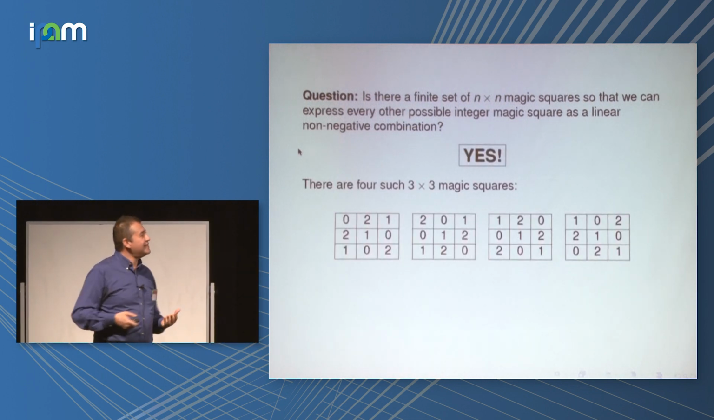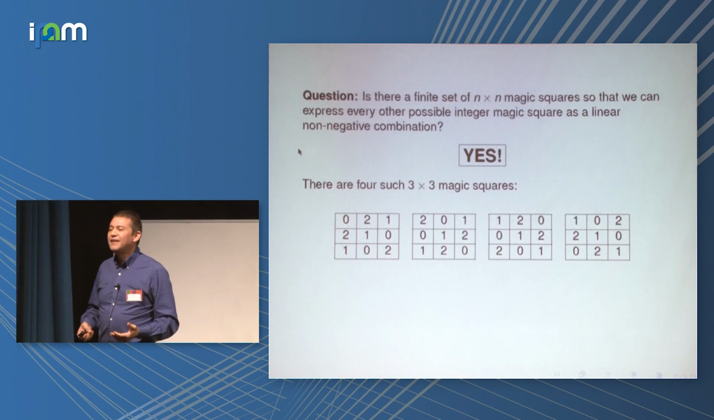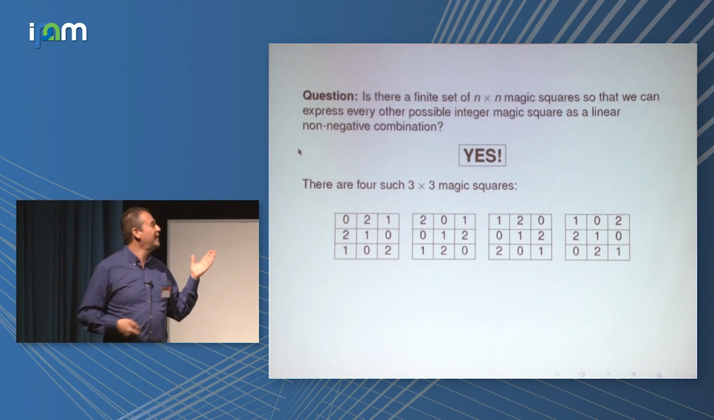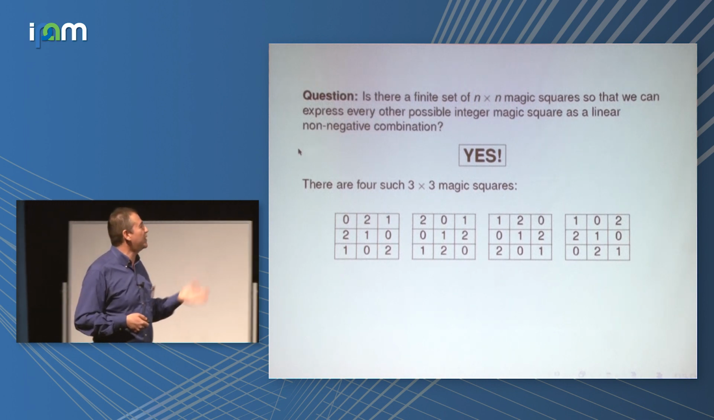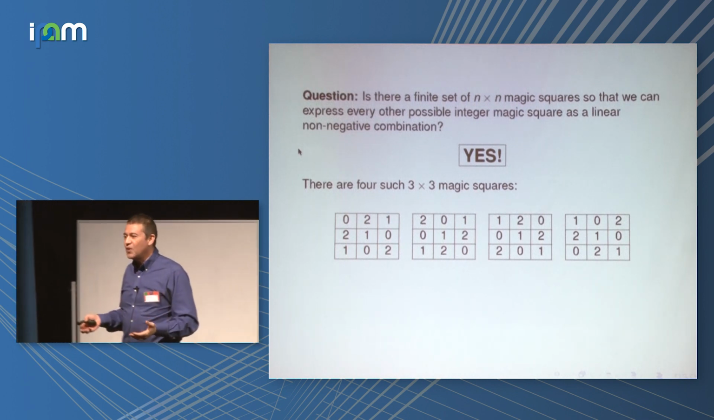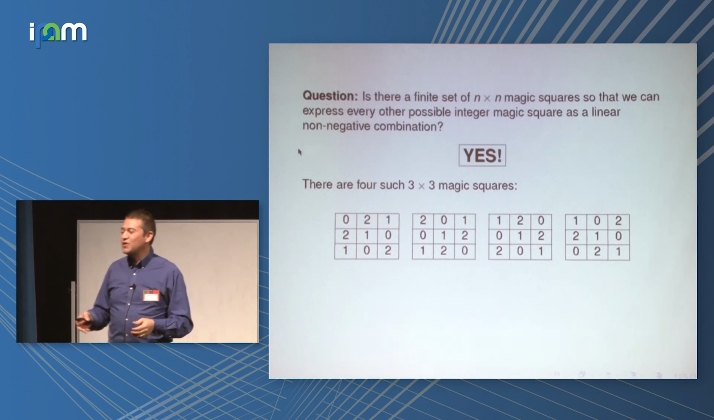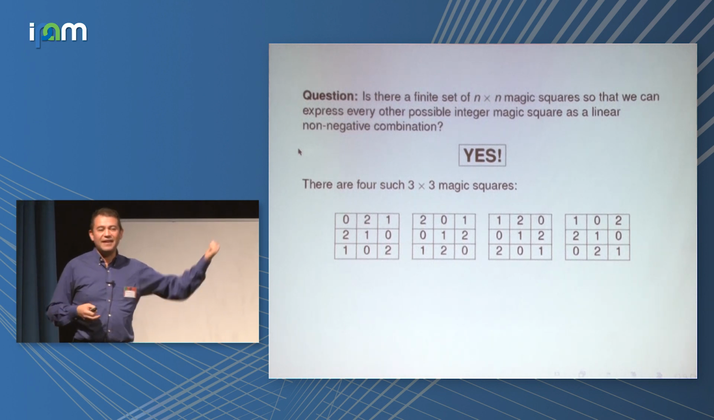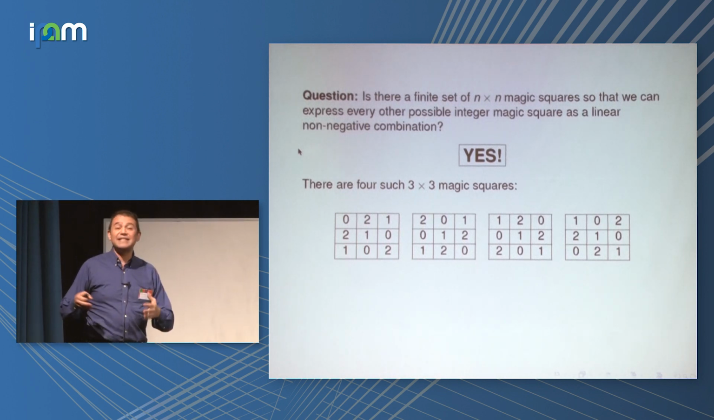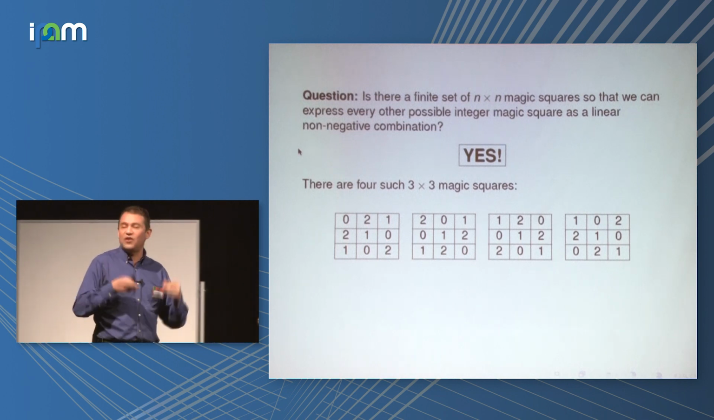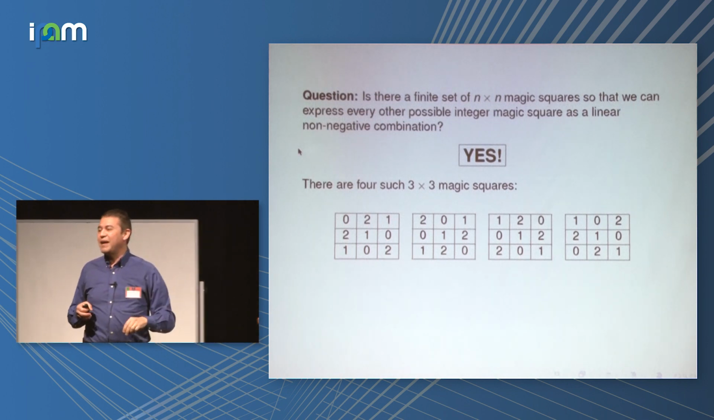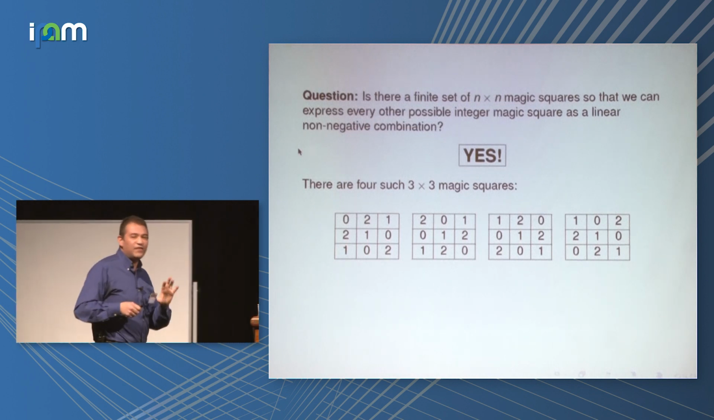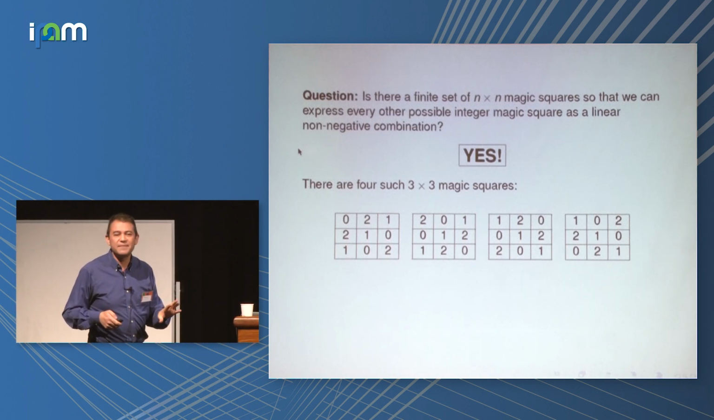So the answer is yes, and ladies and gentlemen, here it is. These 4 generate every possible 3 by 3 magic square. In other words, no matter what 3 by 3 magic square you give me, I will be able to write it as a non-negative real combination of these 4 matrices. Is the fact clear? Are you with me?